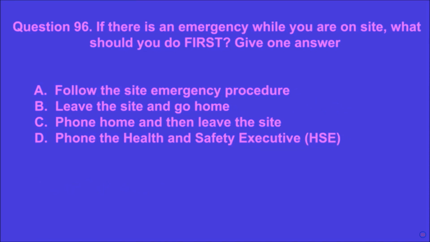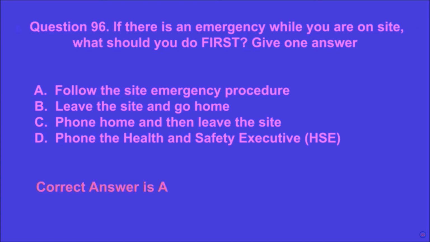Question 96. If there is an emergency while you are on site, what should you do first? Give one answer. A. Follow the site emergency procedure. B. Leave the site and go home. C. Phone home and then leave the site. D. Phone the health and safety executive, HSE. Correct answer is A.